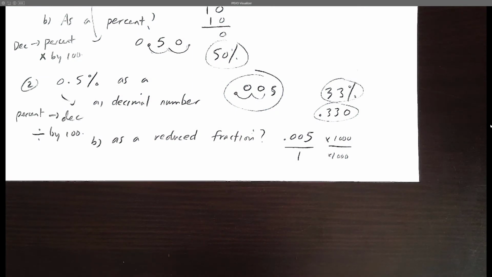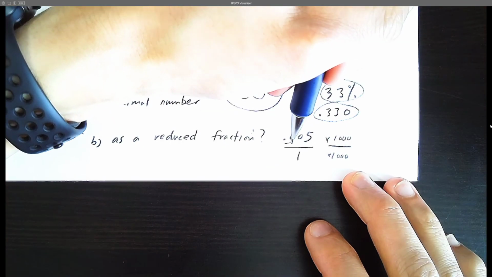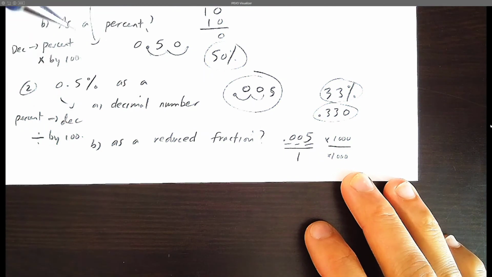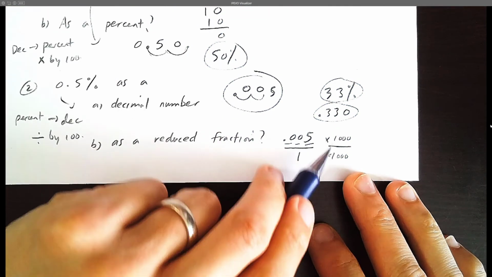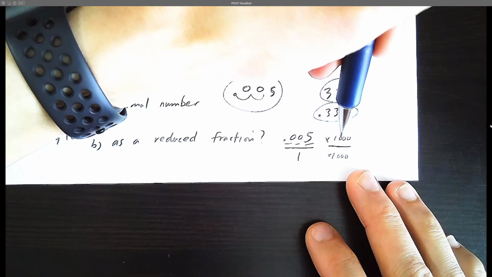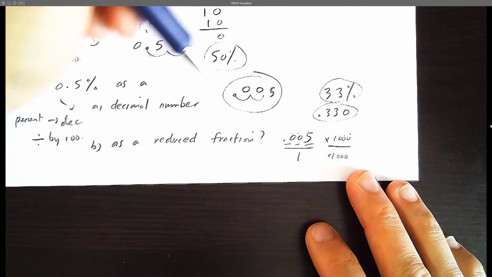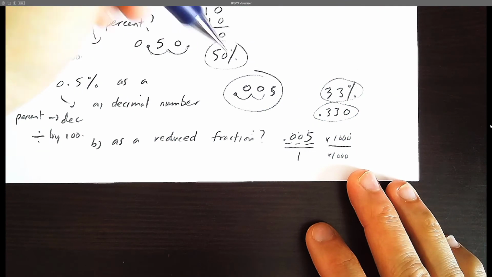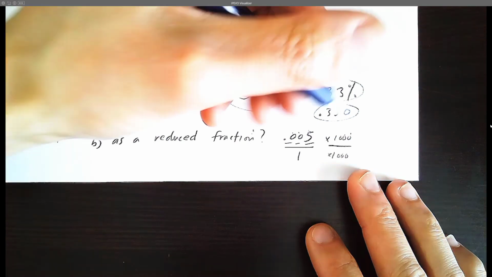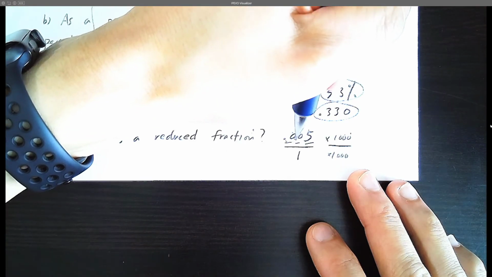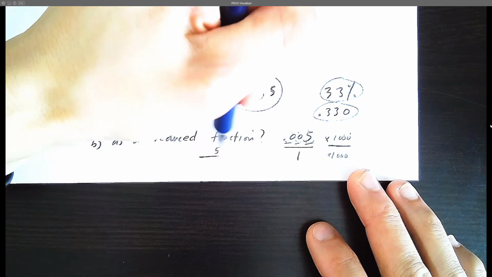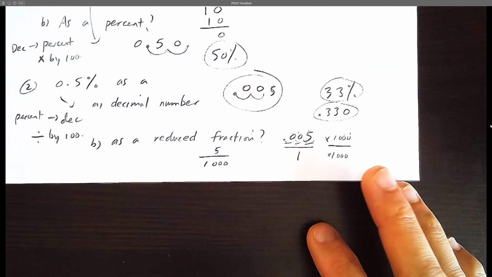When you multiply by 1,000, and why do we choose 1,000? Because there's 3 digits after the decimal. If there's only 2 digits, we'd multiply by 100. Just count the number of zeros. 1, 2, 3, 1, 2, 3. They match. When you multiply top and bottom by 1,000, we go boink, boink, boink. We now have 5 over 1,000.